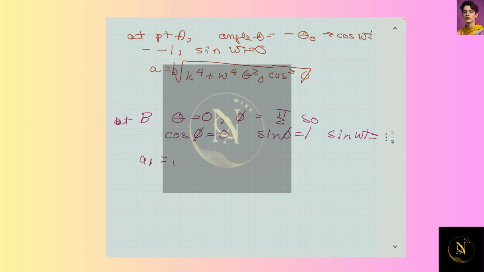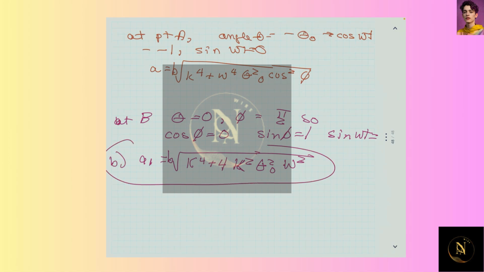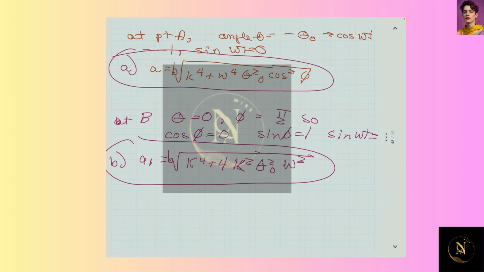A will equal the square root, and I've got theta of k to the fourth plus 4k squared theta initial. So here's my answer for B, and here's my answer for A. I think I got those. Let's hope for the best.